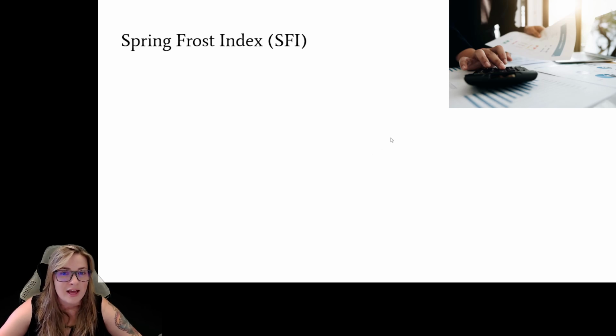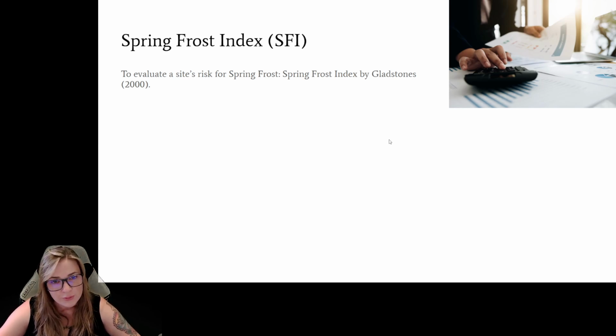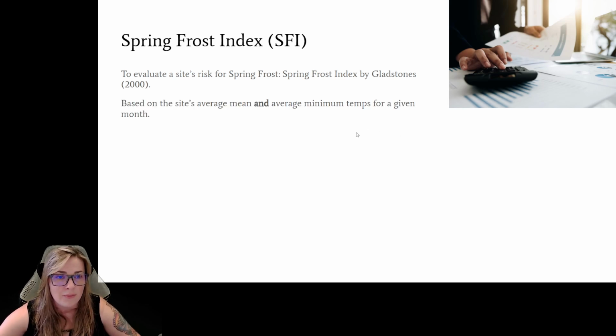In addition to that, we also have the Spring Frost Index. This is to evaluate a site's risk for spring frost. So say you've already developed your vineyard, you've had some really good years, but you've had a couple of seasons where you got hit by frost. Maybe you have some developments or processes in place to combat frost, but you're trying to figure out when that might happen. So this is a situation that can help you do that.